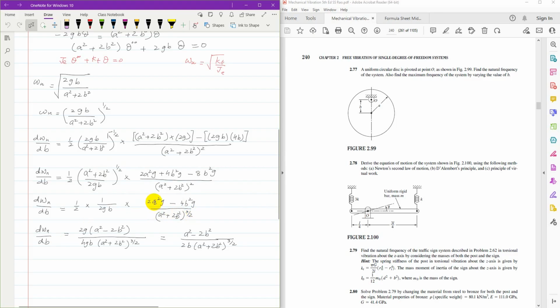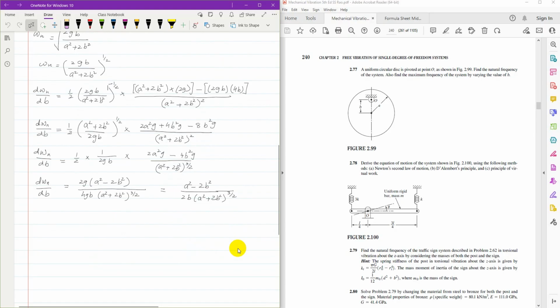And then further simplifying and taking 2g common factor from the numerator, it is 2g, and within the brackets a squared minus 2b squared, and in the denominator it is 4gb into a squared plus 2b squared raised to the power 3 by 2, and then 2g is going to cancel with that, and finally you will get a squared minus 2b squared over 2b into a squared plus 2b squared raised to the power 3 over 2.